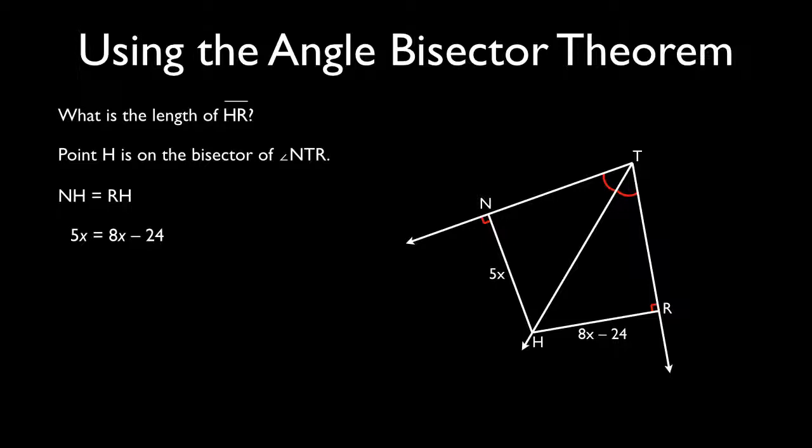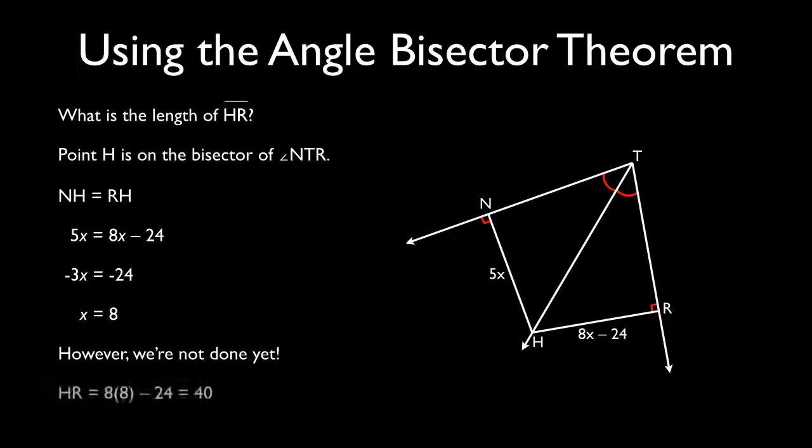The 5x has to be equal to the 8x minus 24. So if we subtract 8x from both sides of the equation using our subtraction property of equality, and then divide both sides of the equation by -3 using the division property of equality, we find out that x equals 8. But wait, we're not done! Because we weren't asked to find what x is, we were asked to find the length of HR. So now all that I have to do is plug 8 into our equation.